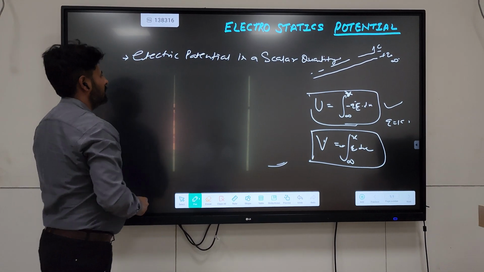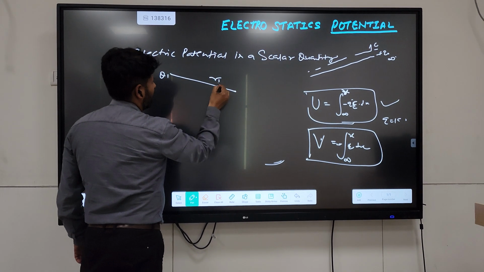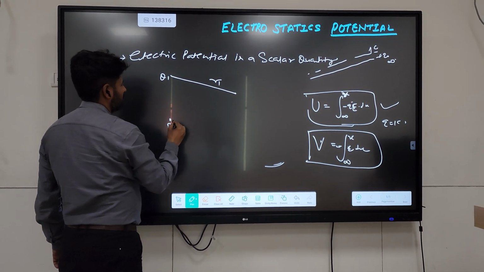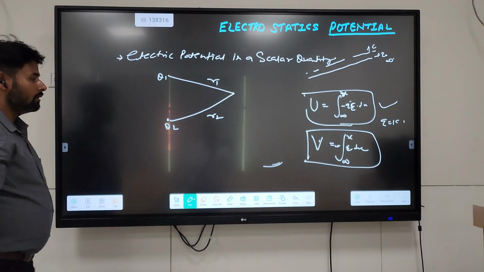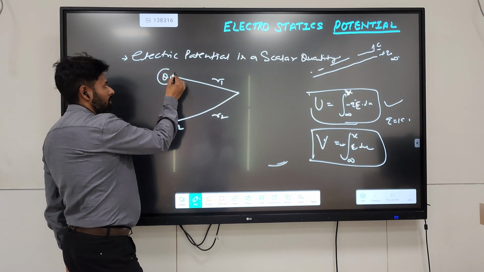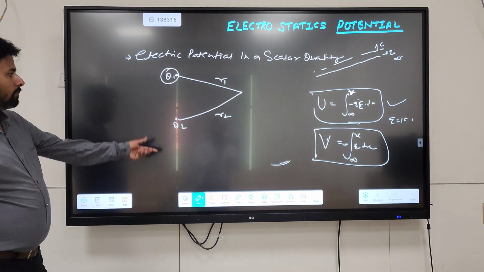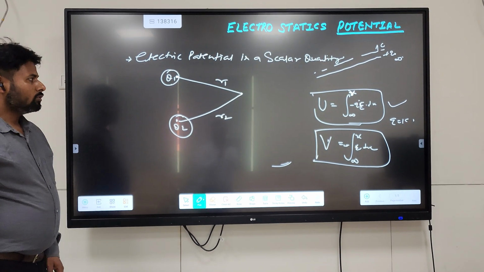In a system of charges, if this is Q1 and this distance is R1, and this is Q2 and this distance is R2, we know electric potential is a scalar quantity. So there will be an electric potential because of the positive charge Q1, and another electric potential because of the positive charge Q2. So what is the net?